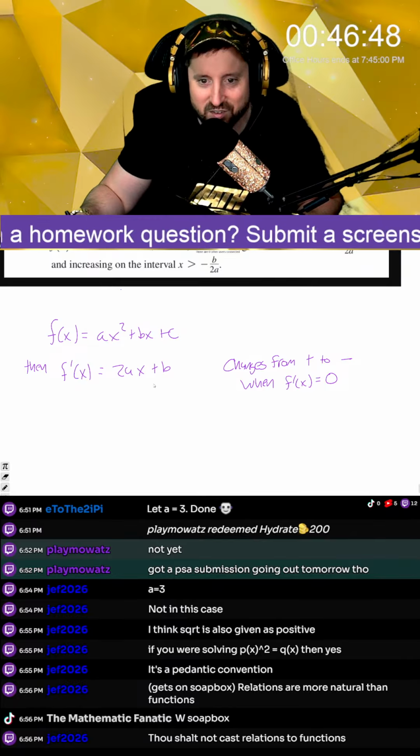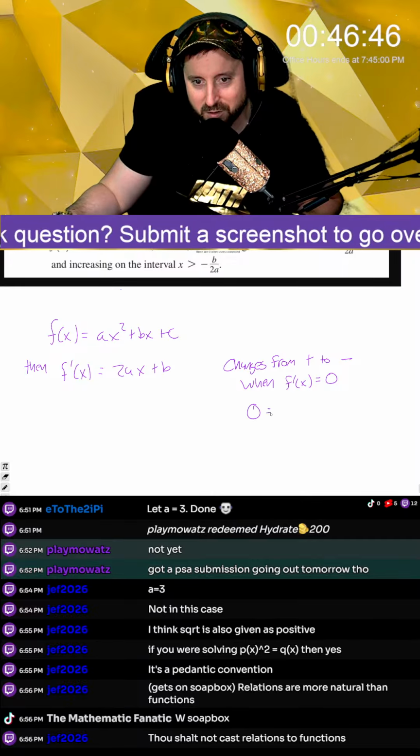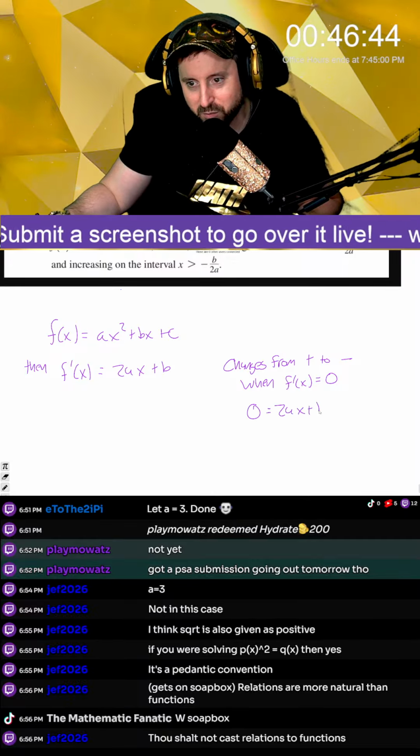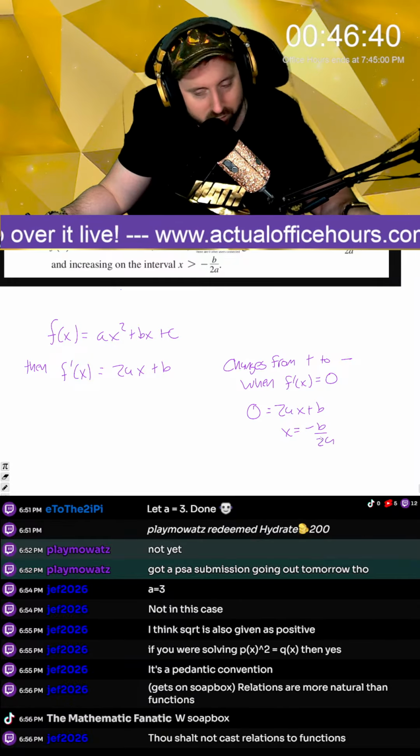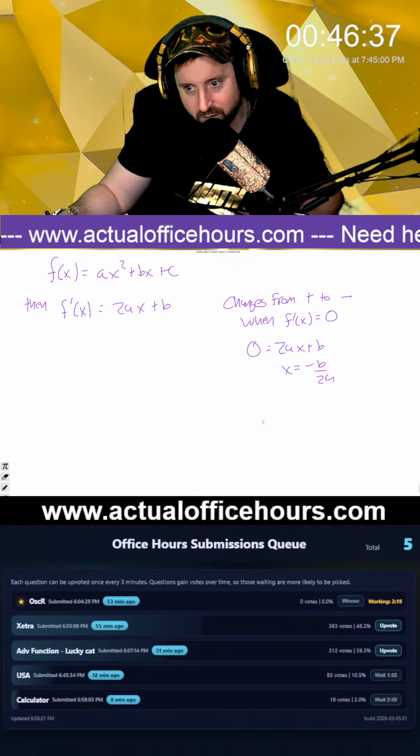Okay, so let's set this equal to 0. So 0 is equal to 2ax plus b. So then x is equal to negative b over 2a. Cool.